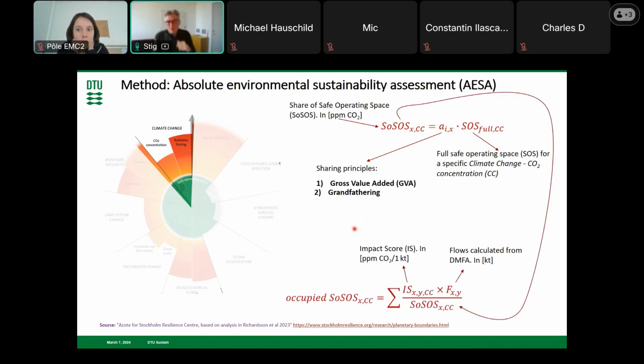So you can say the occupied share of the safe operating space by the propeller is calculated by the impact score times the flows, which were calculated by this dynamic mass flow analysis, divided by the share of the safe operating space calculated here.